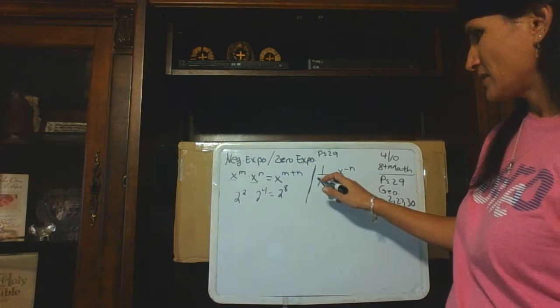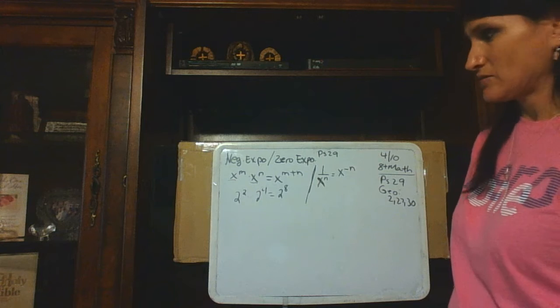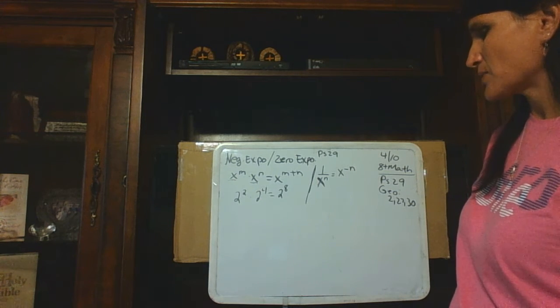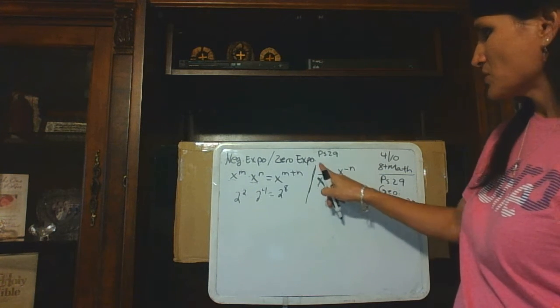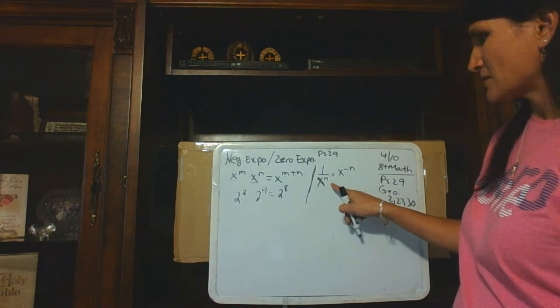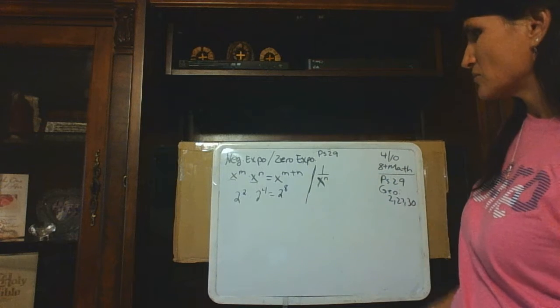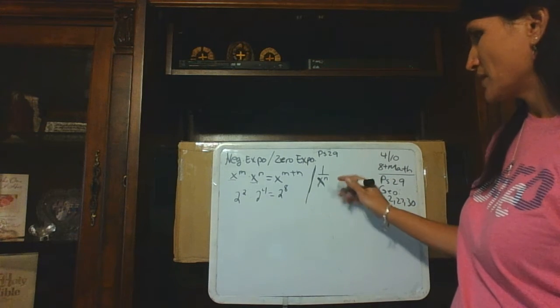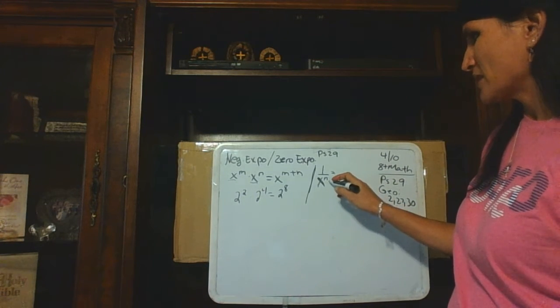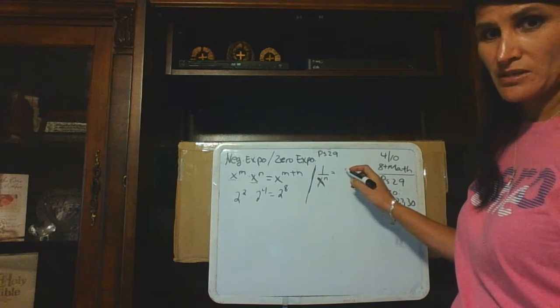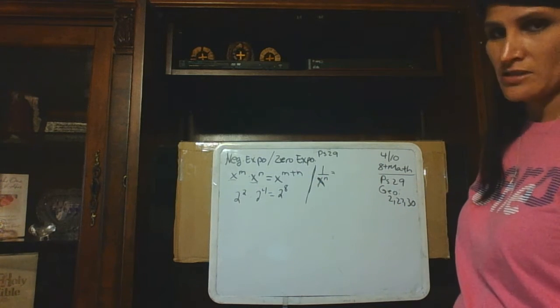Why that's important is because now we're going to start learning what we do when we have a negative exponent. Sometimes we're going to end up with a negative exponent, and that's okay. So suppose you have 1 over x to the n, and you want to bring the denominator to the top so that you can clear the denominator and not have a fraction.